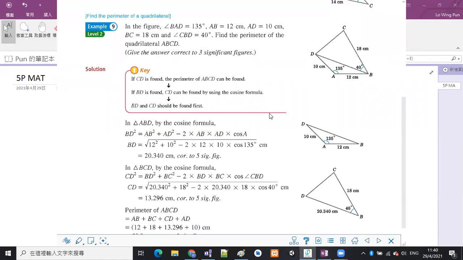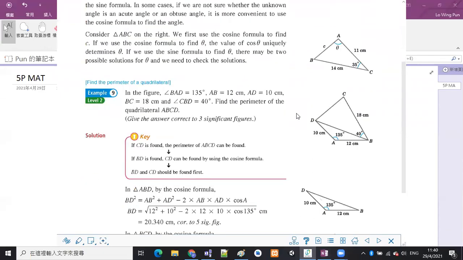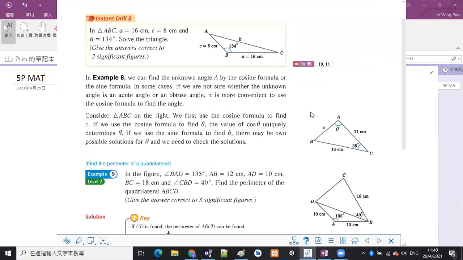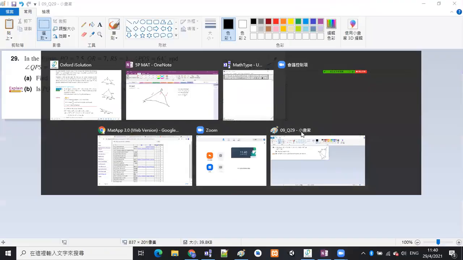Okay, let's go back to the textbook, page 9.19. Okay, so we have talked about the instant rule number 8 yesterday. Then we will start with example 9 today.